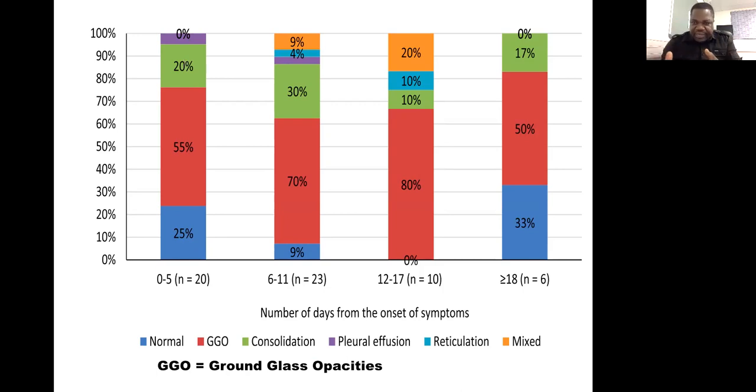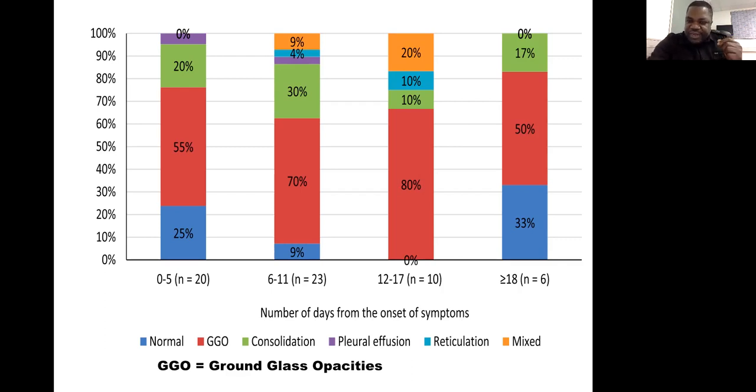Now, in the second week of infection, the vast majority of patients who had a normal chest X-ray in their first week now developed abnormal results. In the first week they were 25%. Now in the second week, only 9% had a normal chest X-ray result. Then 70% of the patients had ground glass opacities as a pattern on their chest X-ray. Then 30% of those patients developed consolidation.